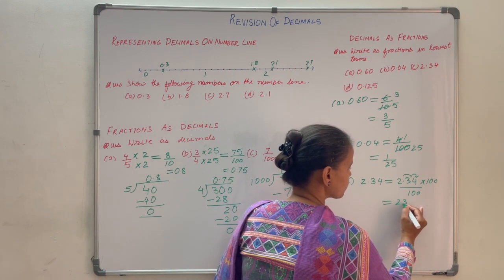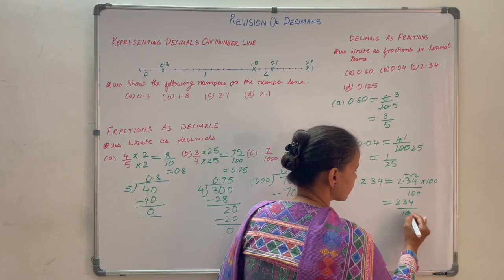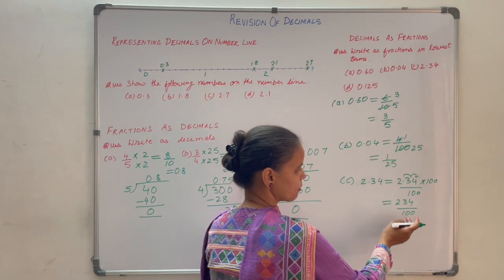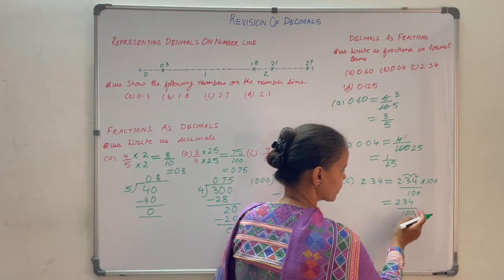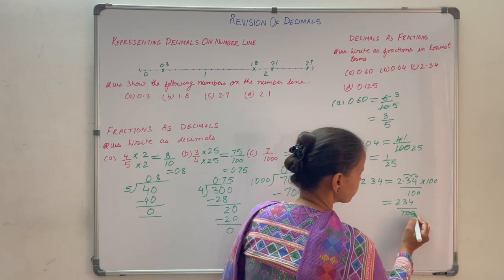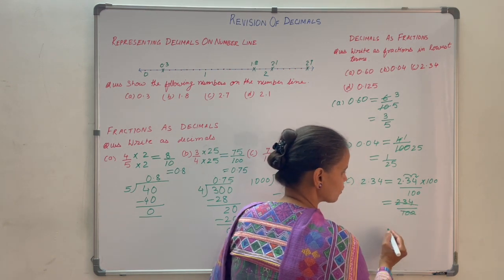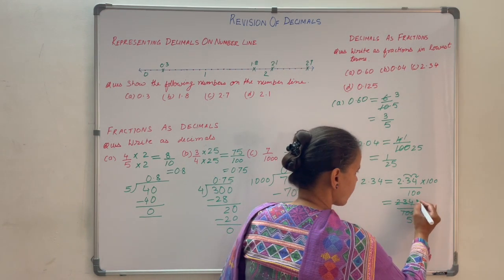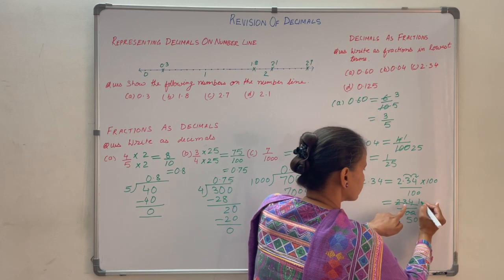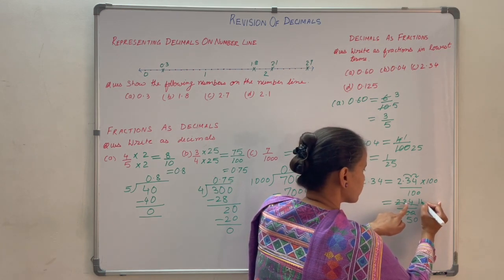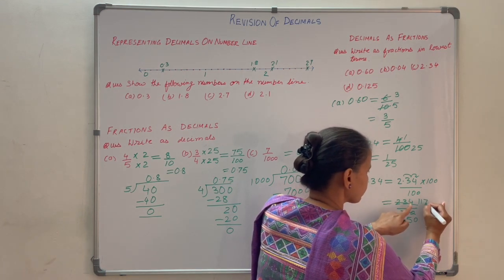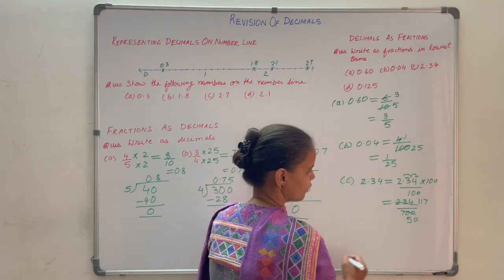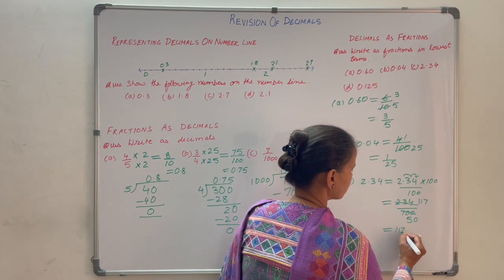So this becomes 234 upon 100. So what is the common factor in numerator and denominator? You can see it has 4 at the end and 0. Both are even numbers, so you can easily cancel with 2. So 200 divided by 2 is 50, and here 2 ones are 2. Here also 2 ones are 2, remainder is 1, carry, 2 sevens are 14. So this is 117 upon 50, the lowest form.